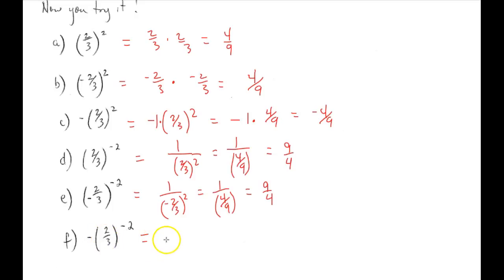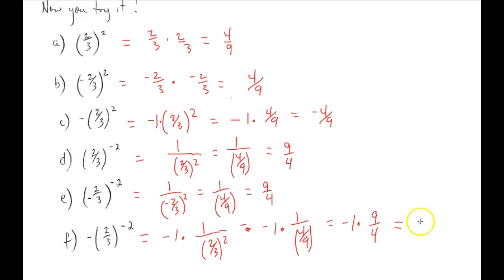Now for F, we see that this is going to be a -1 times 1 over 2/3 raised to the positive 2, which is going to be a -1 times 1 over 4/9. And of course, the reciprocal of 4/9 is 9/4. And of course, 9/4 times a -1 is a -9 over 4. Okay?